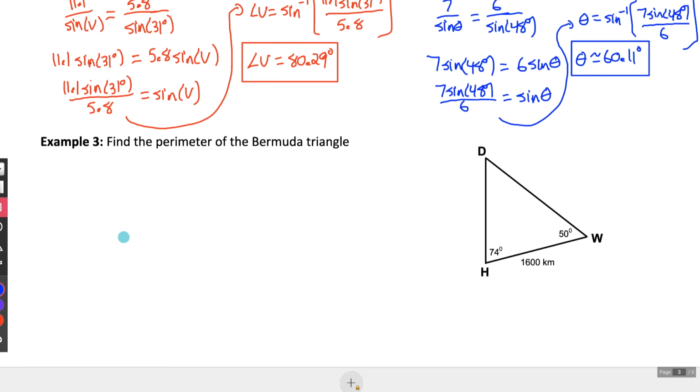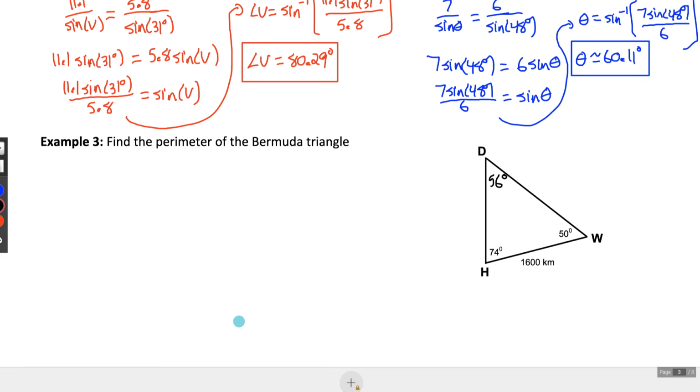Example 3 says find the perimeter of the Bermuda Triangle. If I want the perimeter of this triangle, I'll need to know all three side lengths and then add them together. So let's look at what type of triangle we have. I know two angles. And remember, if you know two angles, you really know all three. These two angles, 74 and 50, add up to 124. Therefore, the other angle would have to be 56 degrees because the angles have to add to 180 degrees.